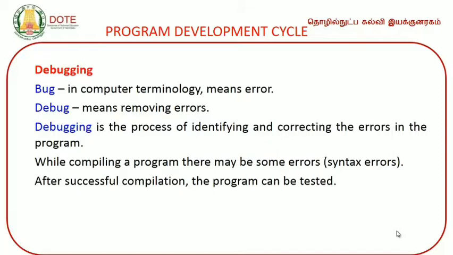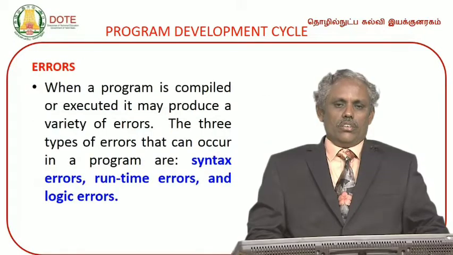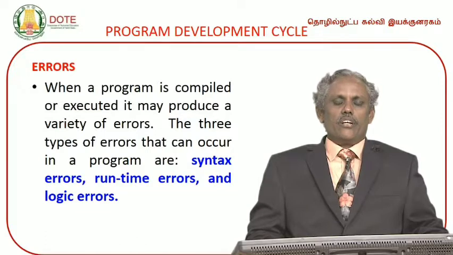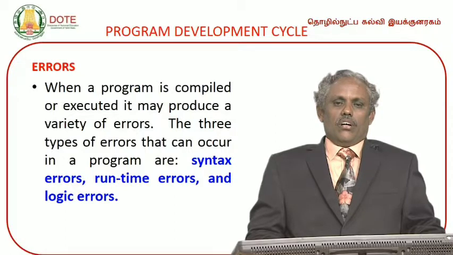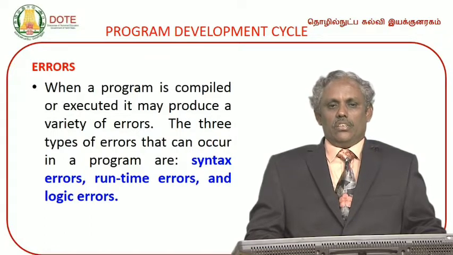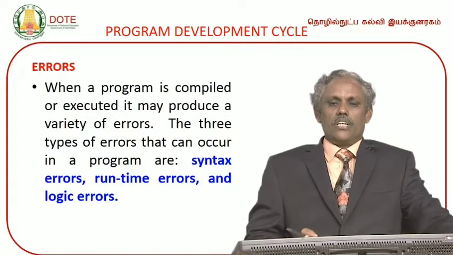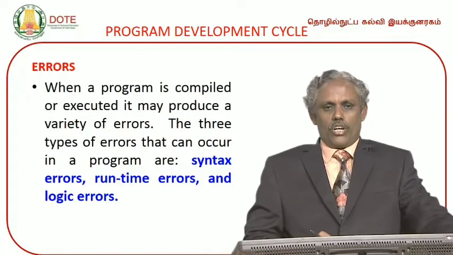Compilation is a process of translating the program into machine understandable form. So, after successful compilation, the program can be tested on the system. So, the debugging is done after coding. During compilation, the programmer may get different types of errors. It may produce syntax errors, runtime errors and logic errors. So, these are the three major types of errors while developing a program.